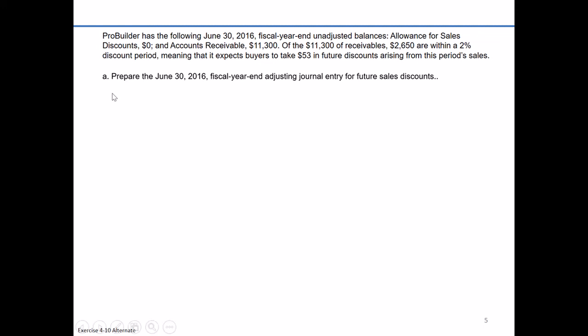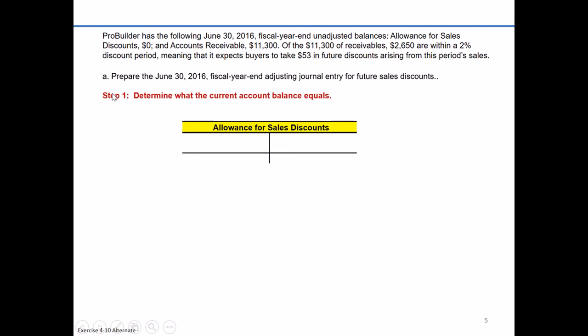So within preparing an adjusting entry, we need to ask ourselves some questions. First is, where does the balance currently stand within the allowance for sales discounts? Well, right now it's a zero balance, and I've reflected the zero balance on the credit side because the normal balance is a credit. What do we want it to be? What do we expect? What do we estimate that our customers are going to take advantage of?